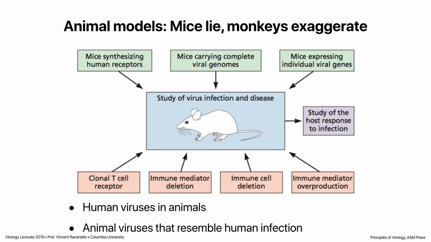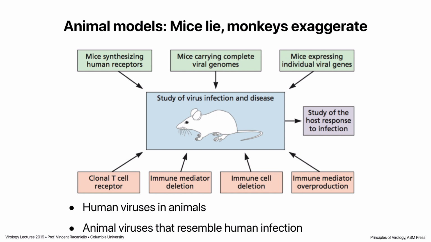So I want to talk a little bit about animal models first. And the word model is very important. It is a model. It is not a predictor. It is not a mimic of what happens in humans. And so we have this wonderful saying, mice lie and monkeys exaggerate.